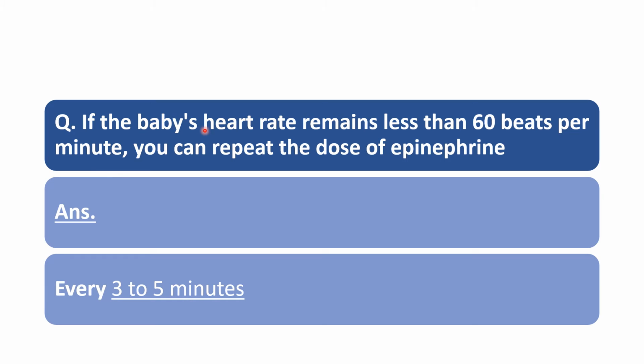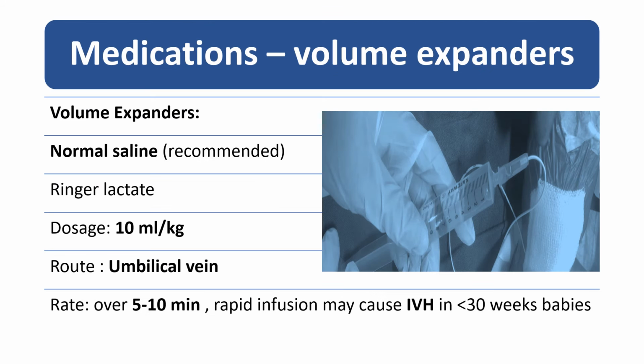If the baby's heart rate is less than 60 beats per minute, then we can repeat the dose of epinephrine after every 3 to 5 minutes. If the patient is having hypovolemia, then we can give a volume expander. Normal saline is the preferred one. If not available, then we can give Ringer lactate. The dose is 10 ml per kg over a period of 5 to 10 minutes, and the preferred route is the umbilical venous catheter.